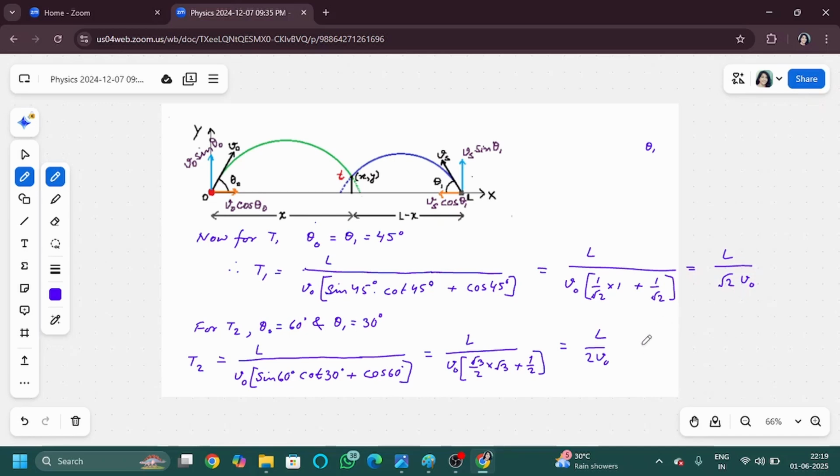So putting the values of T1 and T2 in T1 by T2, we have 1 by root 2 by 1 by 2, because L by V0 will get cancelled out, and this is equal to root 2. Therefore, T1 by T2 whole squared gives you 2.